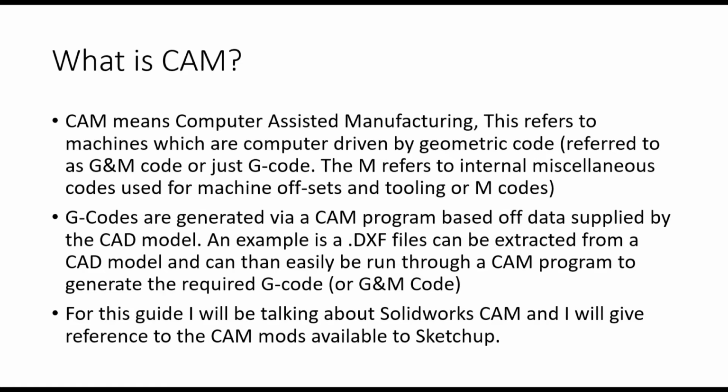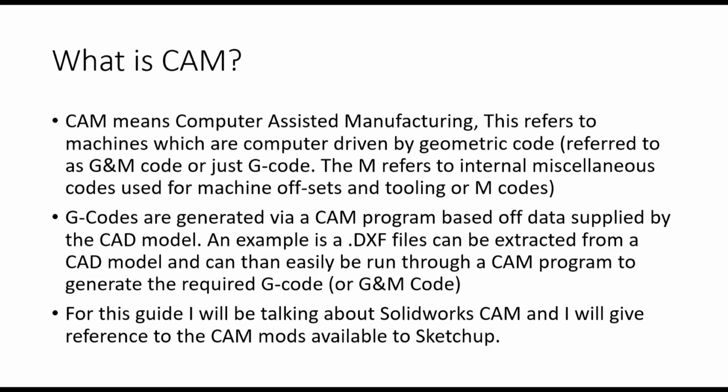So M codes run a lot of different things in the machine. That's why you'll hear it referred to as G and M code, but really it's just geometric code. G code is what a lot of people refer to it as, and that is the code that a lot of the machines use to cut and make the parts.